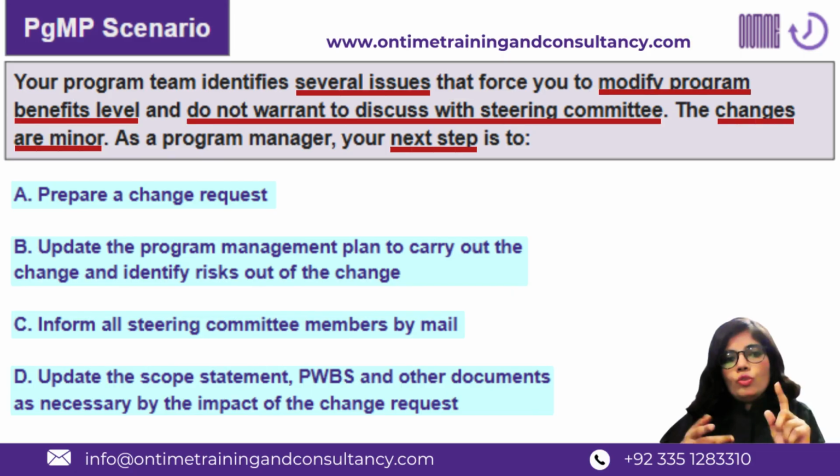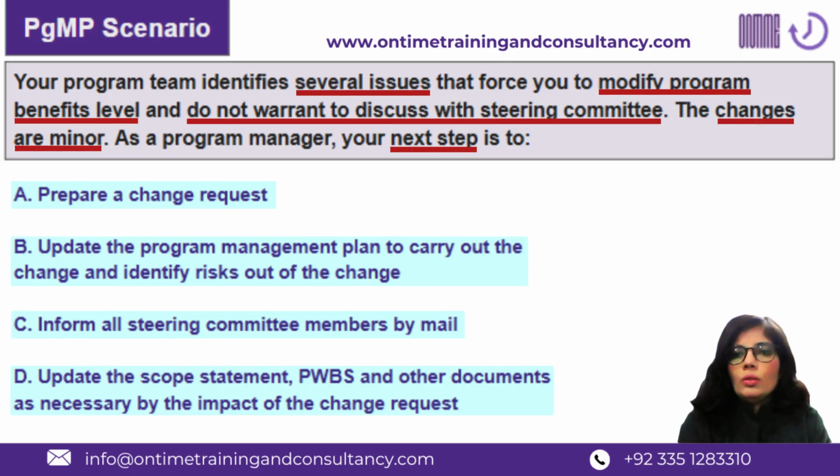right? So the impact analysis is already done, like those changes are minor and you know that those are not going to be impacting your team or your program drastically, and the approval is already there. So you need to come up with a change request and you need to expect your team to update the WBS and schedule and budget and resources and everything accordingly, and eventually the overall program management plan.